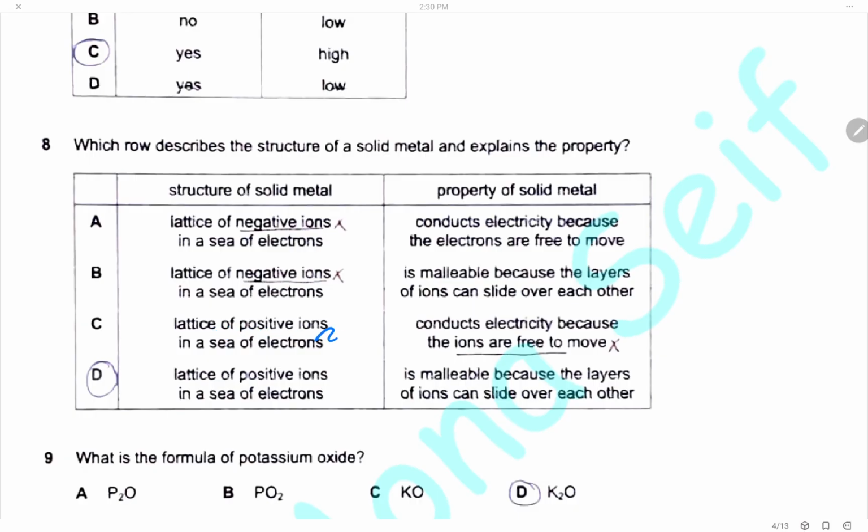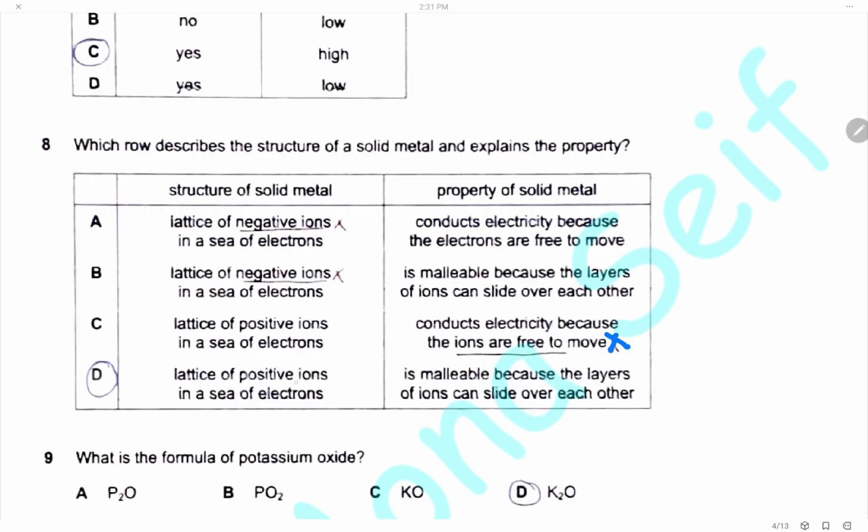So this one, lattice of positive ions, but statement C is incorrect because it says to conduct electricity, the ions are free to move. This is wrong. In metals, the delocalized electrons are free to move, and that's why metals conduct electricity. So statement C is also wrong.